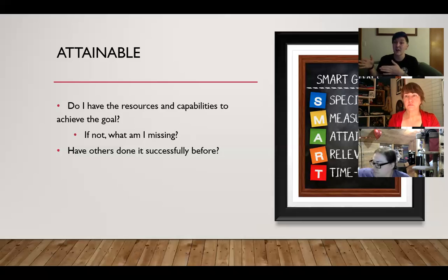You can work on something else, but so for yourself, you're not beating yourself up, right? And getting down on yourself with that negative self-talk. If you don't have the resources, you can't achieve the goal. And then this is a big one. Have others done it successfully before?